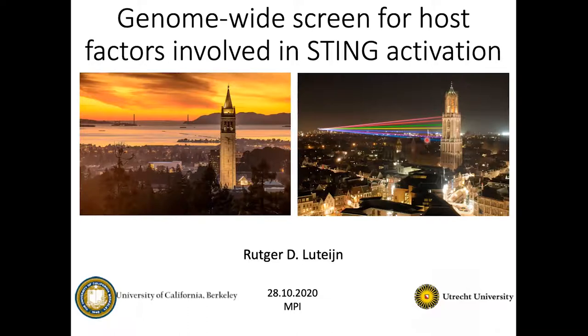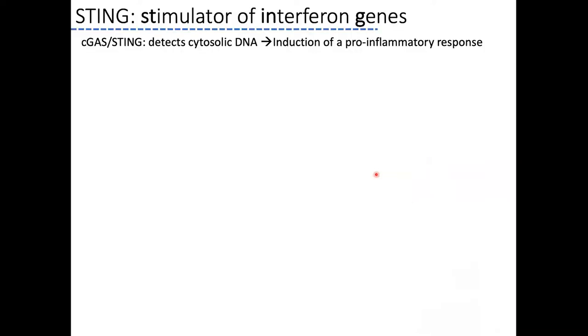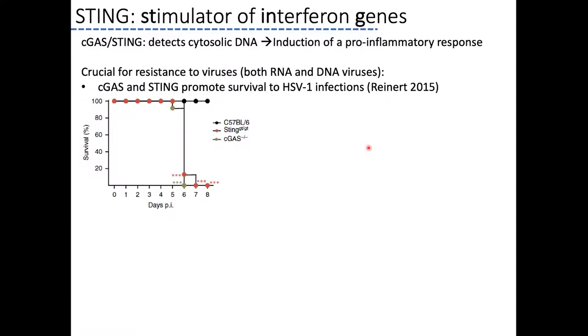But today I'll be focusing on identifying host factors involved in cGAS-STING activation. And just for the record, I'm not going to talk about the legendary singer, but the legendary protein, the stimulator of interferon genes, or STING. STING, together with the enzyme cGAS, detects cytosolic DNA and then mounts a pro-inflammatory immune response. And this response is crucial for the resistance to virus infections, including both RNA and DNA virus infections.